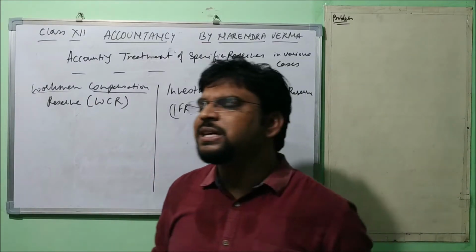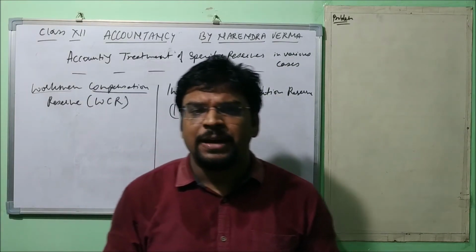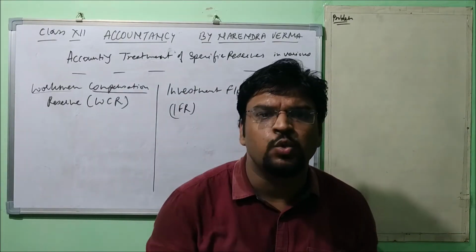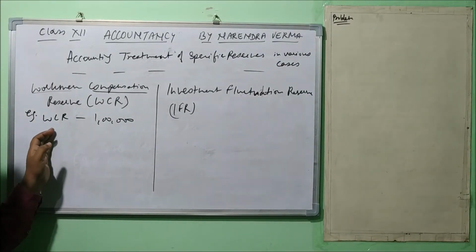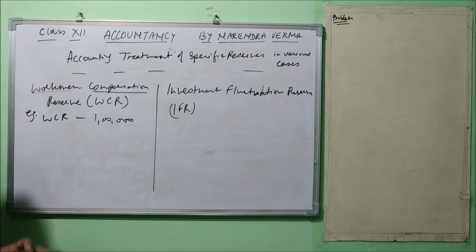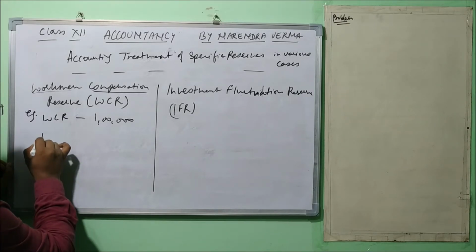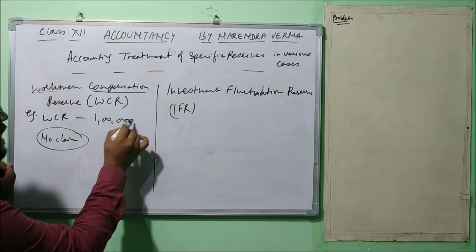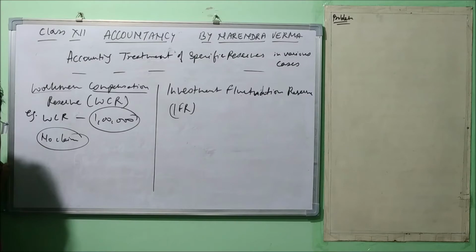Understood? And what can be the cases? I just give you a brief idea. I just give you one example, by that you will understand in a better way. So suppose there is the WCR in one partnership where they are willing to change their ratio, that is 1 lakh rupees. And if on the date when they want to change the ratio, there is no claim, then this entire amount will go into the pocket of the partners in their old profit sharing ratio. One case when there is no claim.